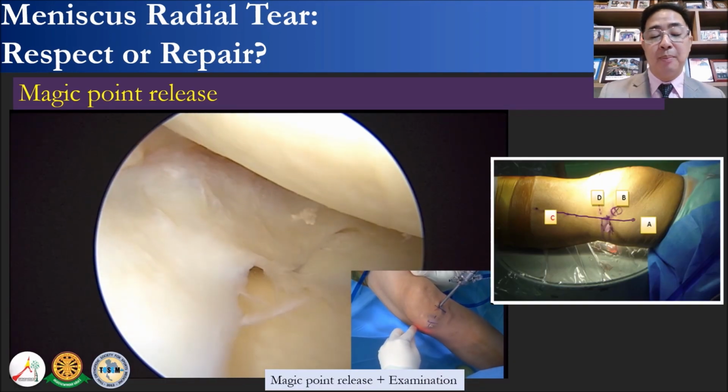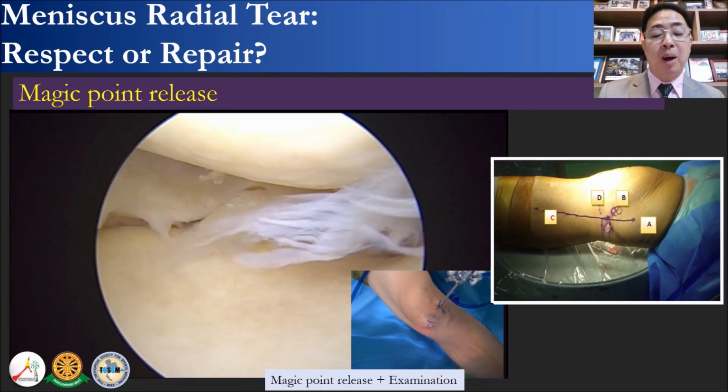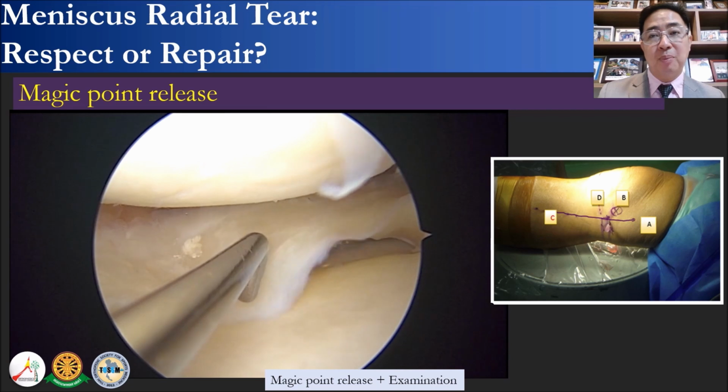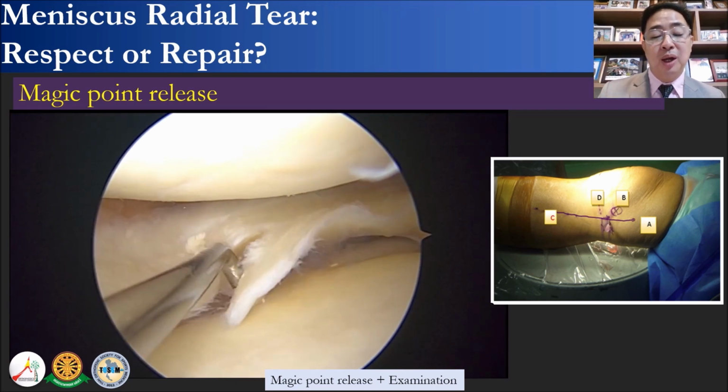So this is another example of magic point release. You see sudden pop. Okay, draw the line from posterior cortex to adductor tubercle, and then you can address the pathology easier. Sometimes it's not easy to see the meniscus tear if you have very tight joint space.